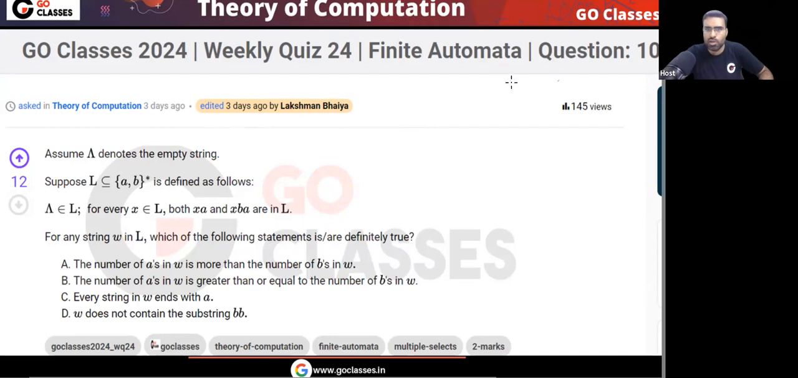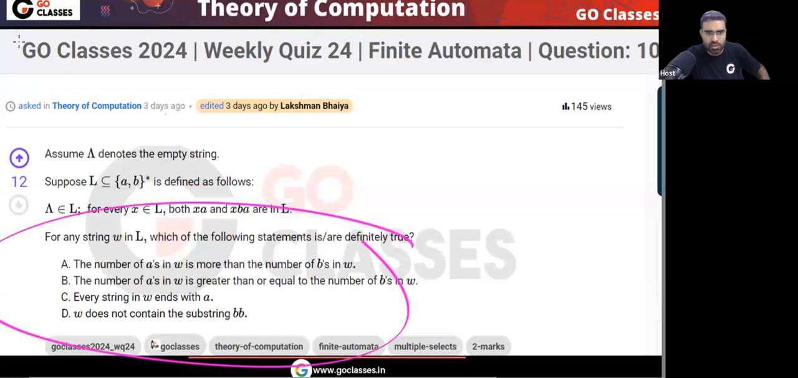Let's solve this question. Question number 10, weekly quiz 24. Assume the empty string is denoted by this symbol. Suppose L is a language, where sigma is {a, b}. So you can notice L is a subset of sigma star. That means L is a language. Now this language is defined as follows. The question has defined the language, so the definition of the language is given to you. Now the question is asking some options, and some options are given to you.